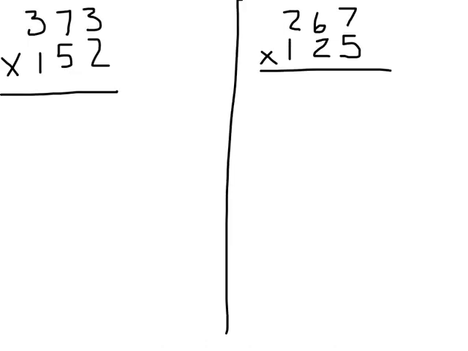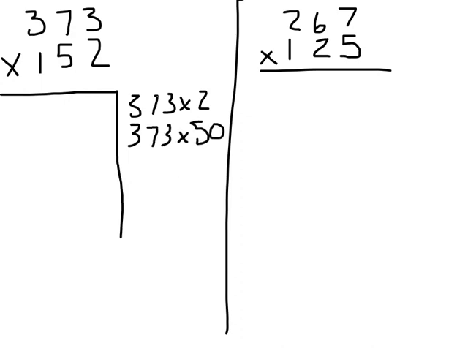Now let's do some 3-digit multiplication. Remember, when I multiply 373 times 152, I can break it up into 3 separate problems. 373 times 2, 373 times 50, and 373 times 100. So I can start by multiplying 2 times everything.